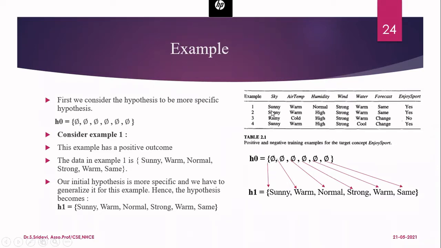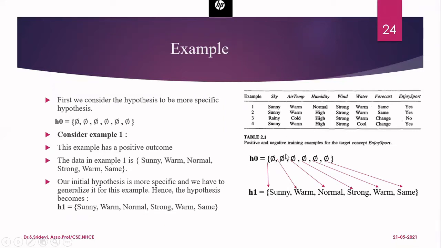That means you have to modify this. Every time you are going to generalize. Generalize in the sense that you have to add as many values as you can. So now it is null. It means it is not going to accept any value. But here the first record has sky as sunny. So change this null to sunny.